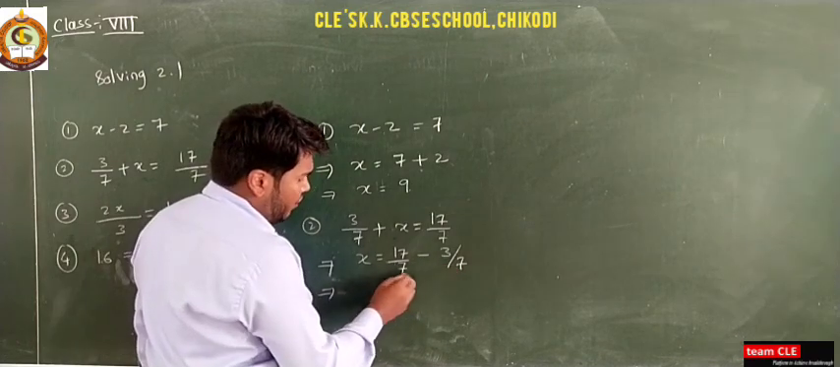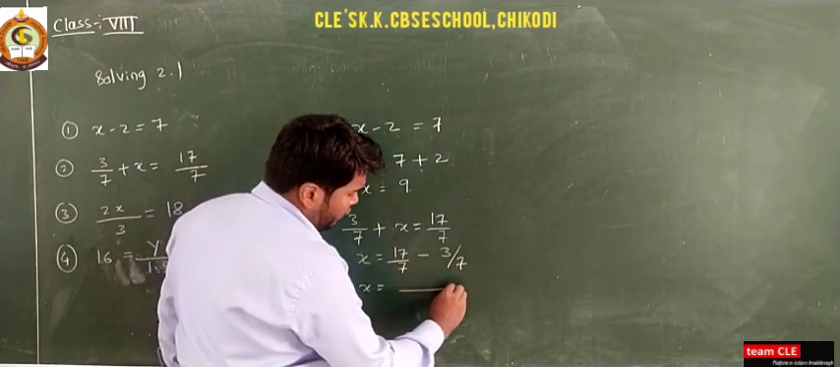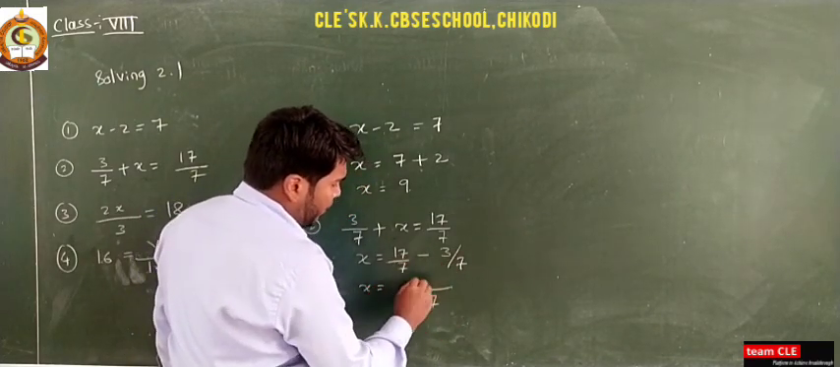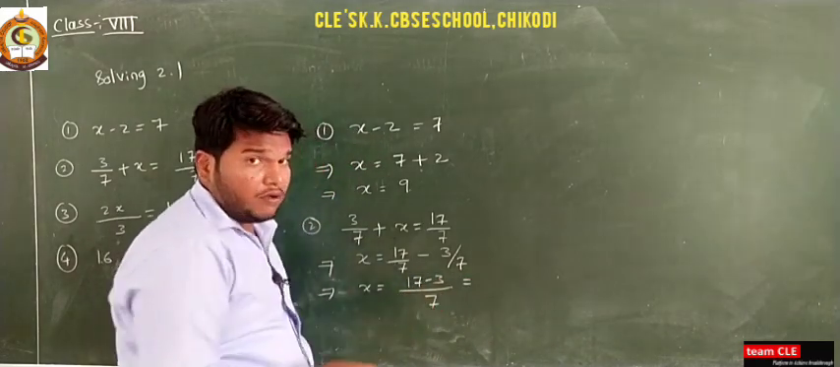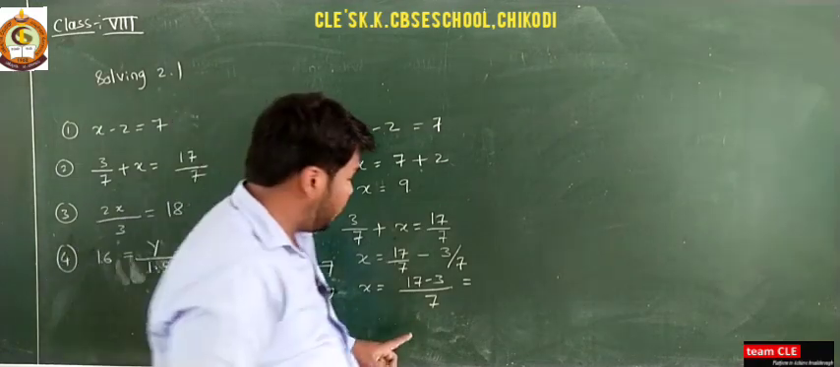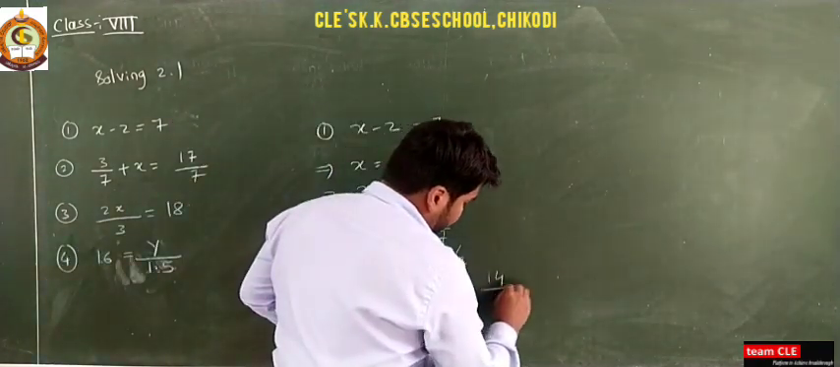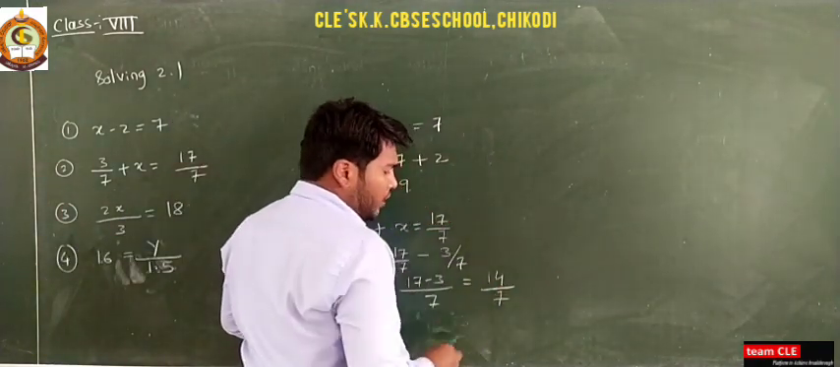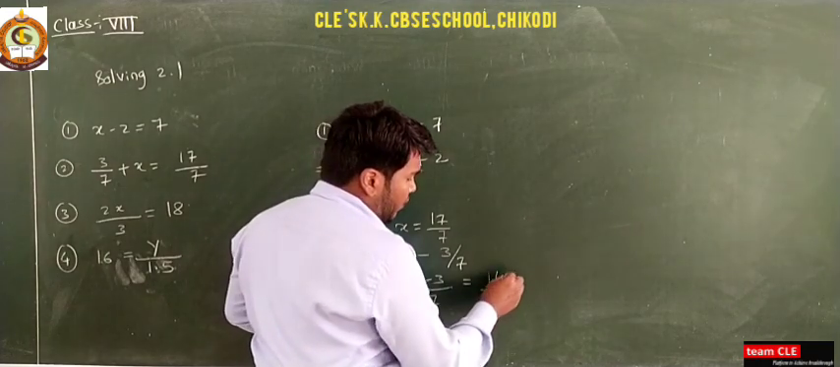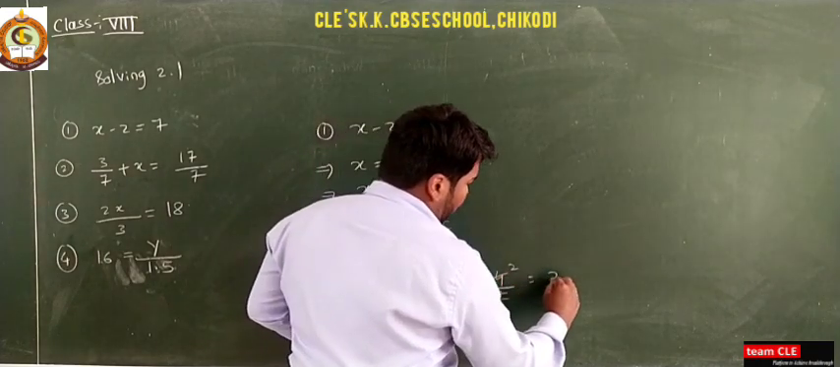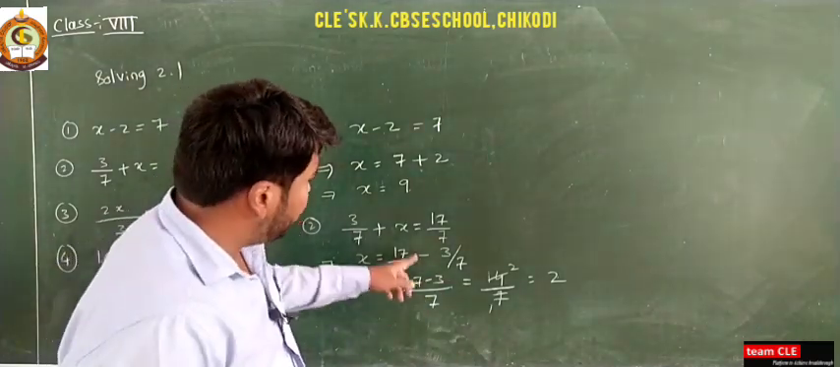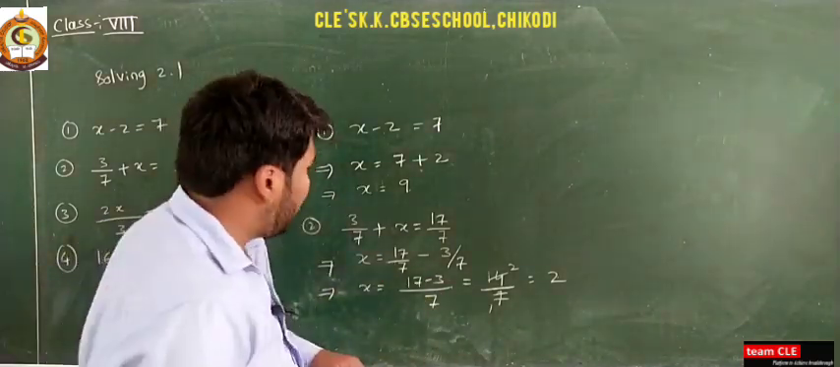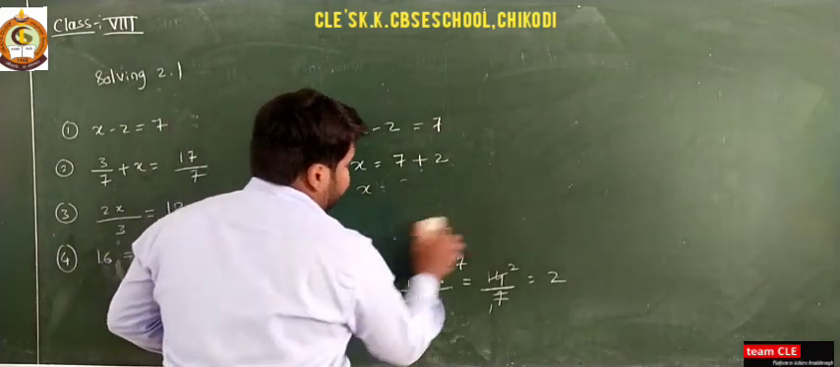Okay, so now see, both the denominators are the same. You can write x is equal to 17 minus 3 over 7. We will get this as 14 by 7. So 14 by 7 means 7 ones are 7, 7 twos are 14, so the answer is 2. So x is equal to 2. Okay, so this is the second problem. Now the third one.